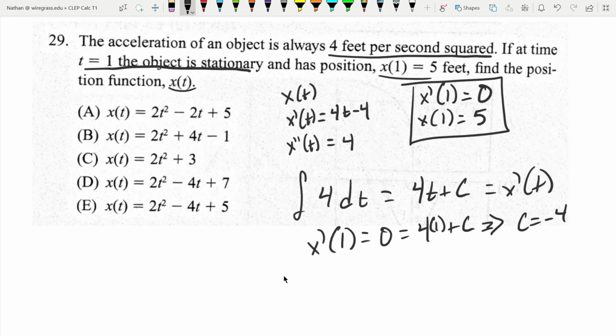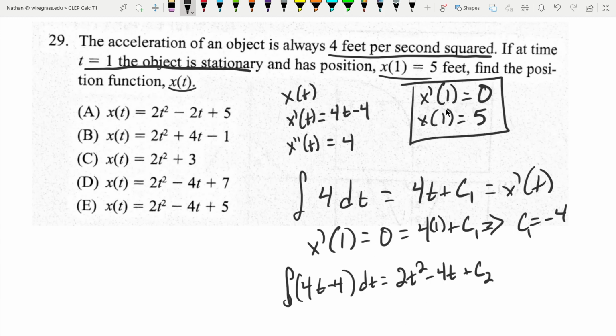Now we can find the antiderivative of the velocity function, 4t minus 4. The antiderivative of this is the position function. So doing this will give us 2t squared minus 4t plus a different constant of integration. The actual variable here doesn't matter, so I'm just going to use c again. But you could say this is like c1, and this is c2. It's all the same thing.